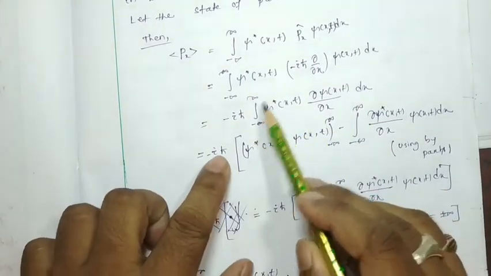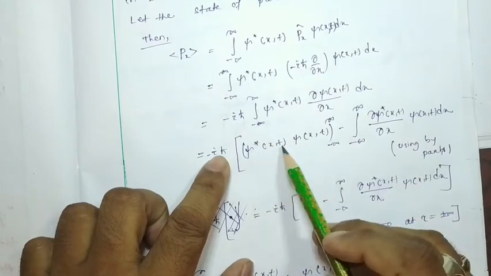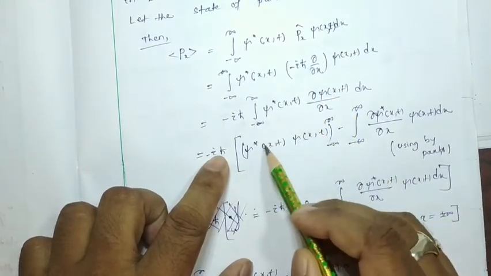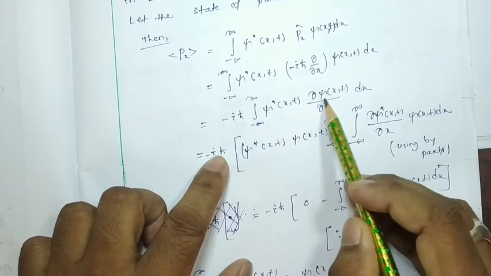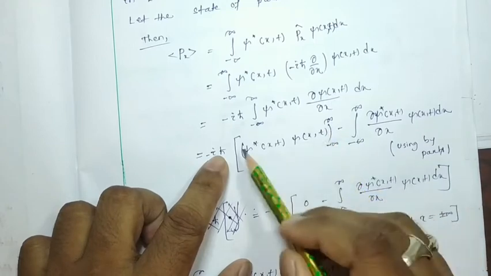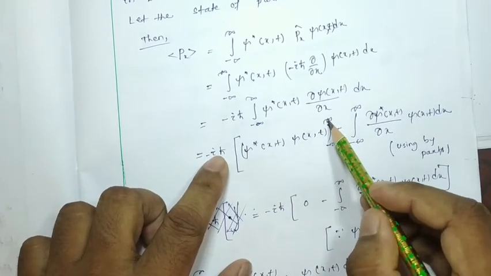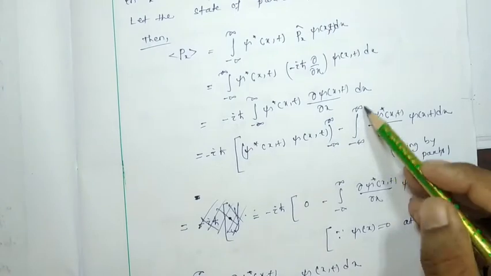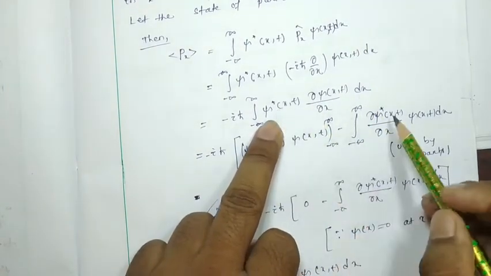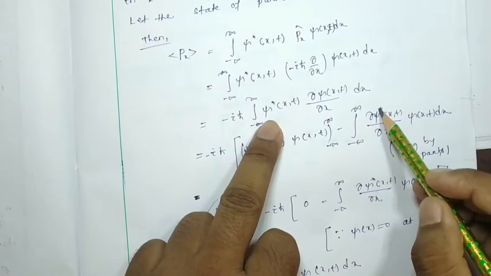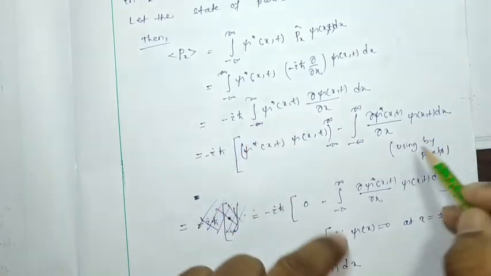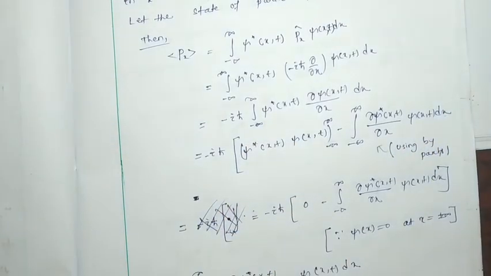Now I am going to apply integration by parts. This is the first term, and integration of the second term: psi star (x,t) times the integral of this, which is derivative of psi, so the integral is only psi (x,t), with limits minus infinity to plus infinity. Then minus the integral from minus infinity to plus infinity of del psi star (x,t) by del x into psi (x,t) dx. That is the so-called integration by parts we have applied here.